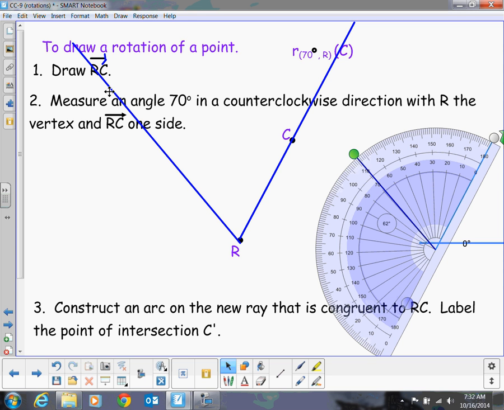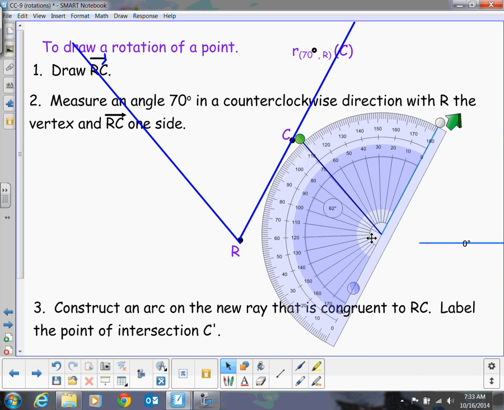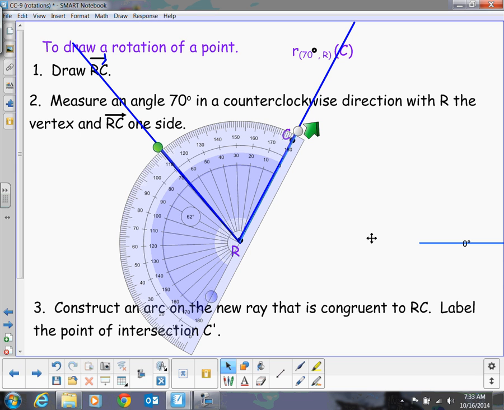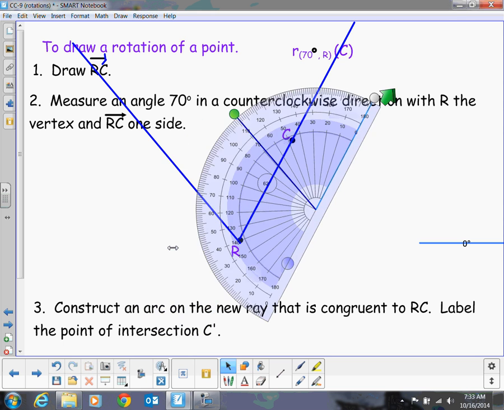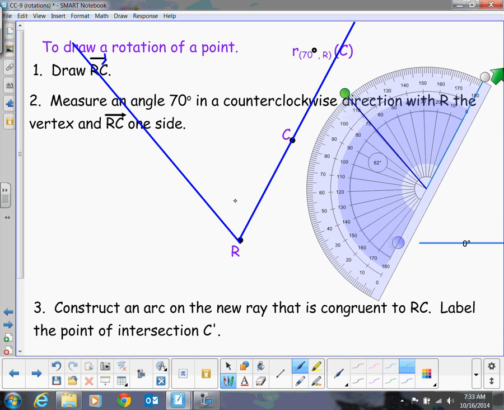All right, so are you with me? You need a protractor. Oh, you got one. 70 degrees. So I put it center on R, and I went to 0, 10, 20, 30, 40, 50, 60, 70. Right. Did you draw that ray? So I'm going to make sure that we know that's 70 degrees.